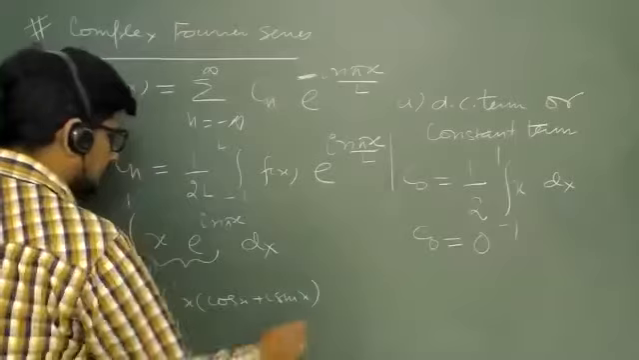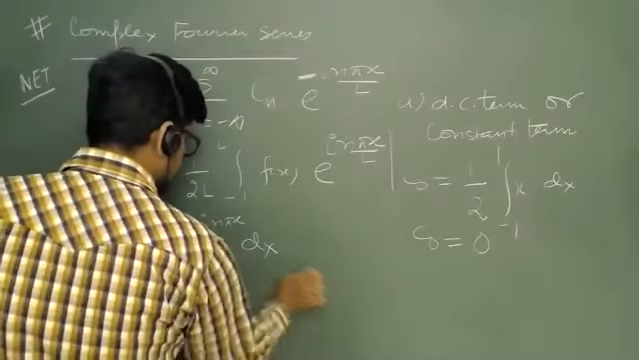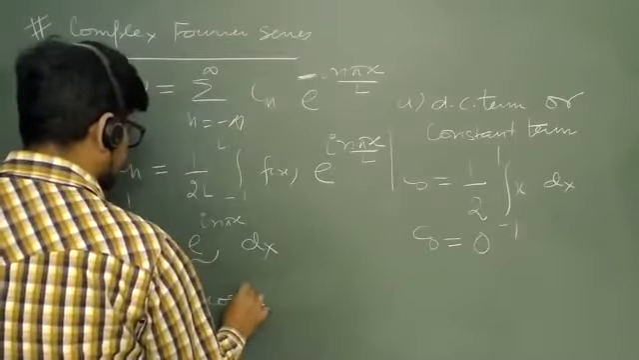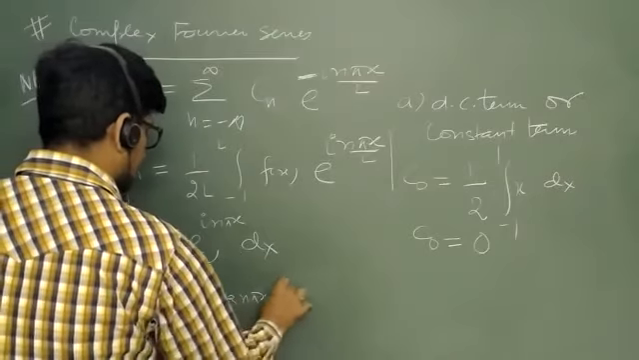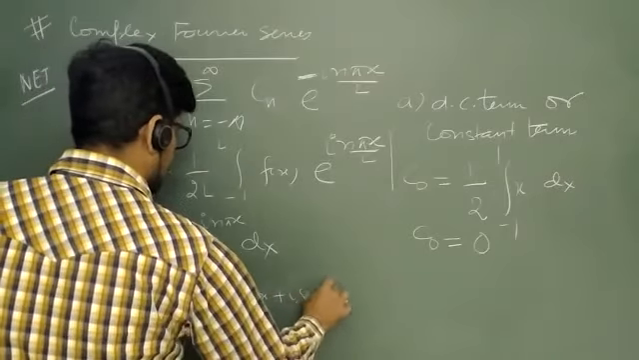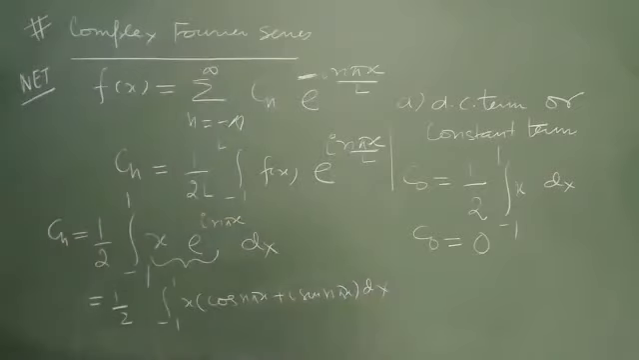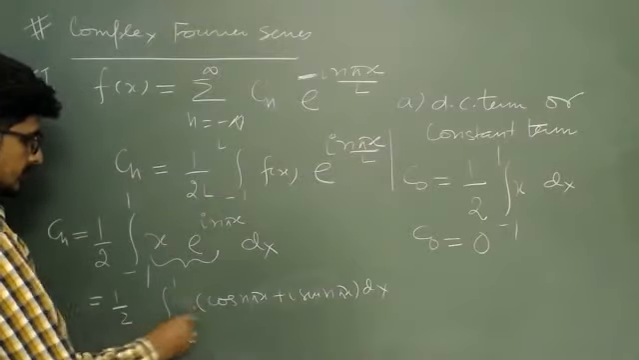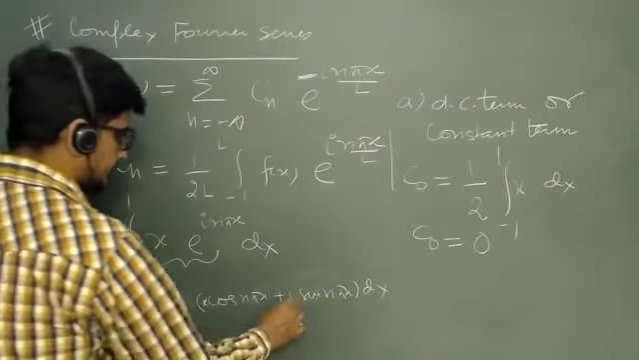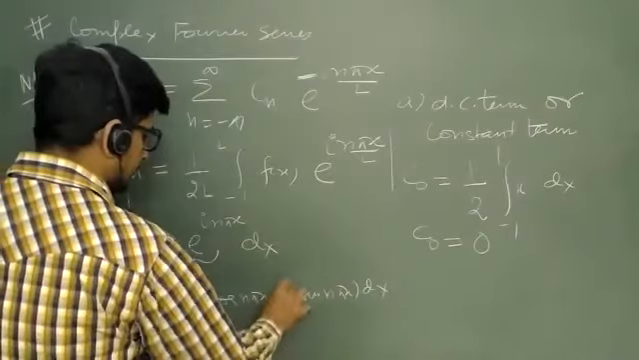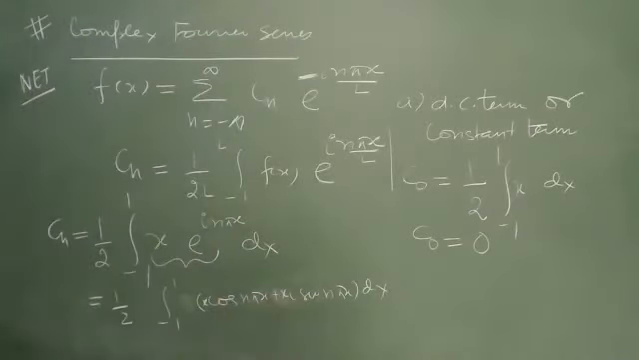Can I write it like this, using Euler's equation? Is this correct? Euler's equation. x will be multiplied. Okay. Now what is this function?